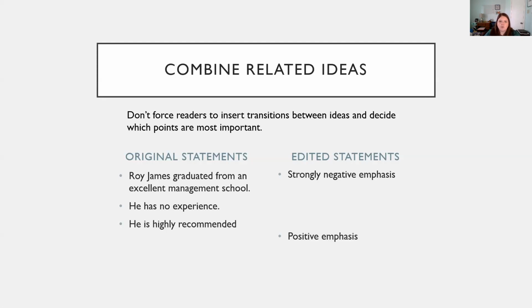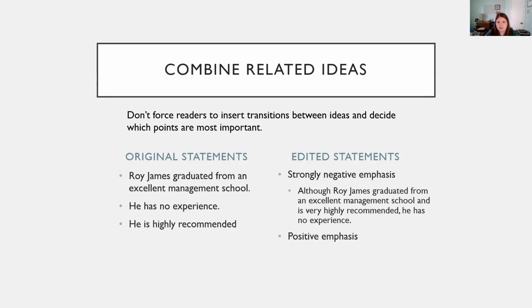Okay, so if you want to create a very negative emphasis for that sentence, then you could change it to say, although Roy James graduated from an excellent management school and is very highly recommended, he has no experience. So you're drawing emphasis there. You're combining these ideas together and you're creating your own emphasis. You may take this information and it needs to be construed as a negative emphasis, right? You can also put this together and make it a neutral emphasis, but here we're highlighting, making it a negative and then a positive emphasis. Because you're saying up front, you use the word although, and then you narrow that down.